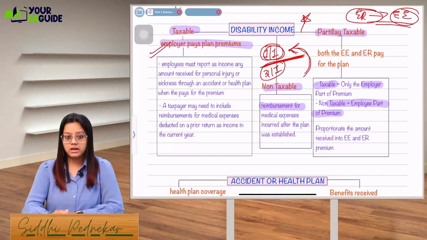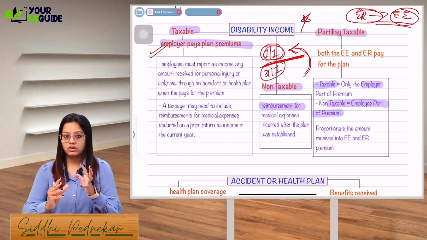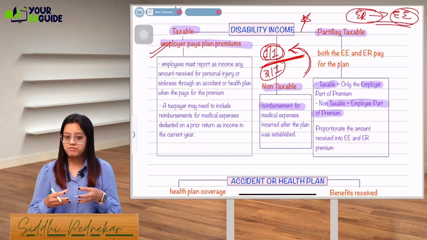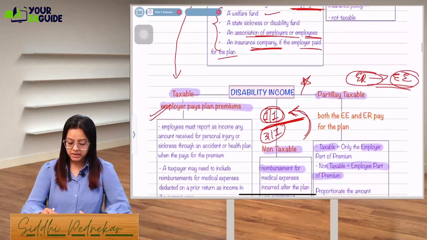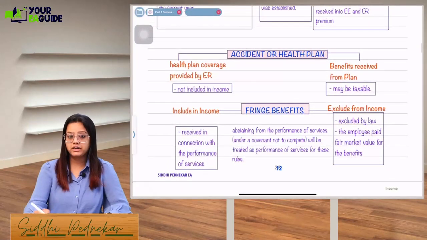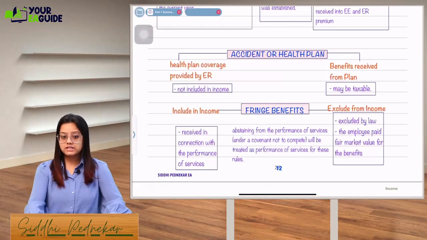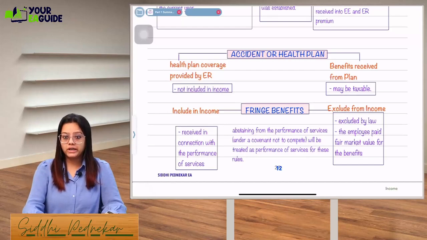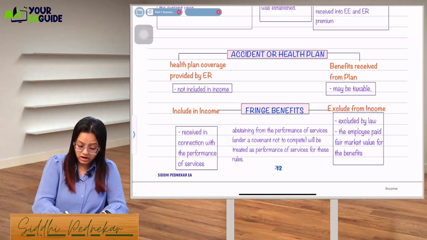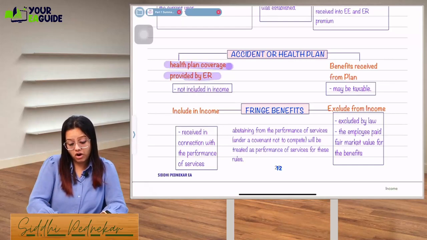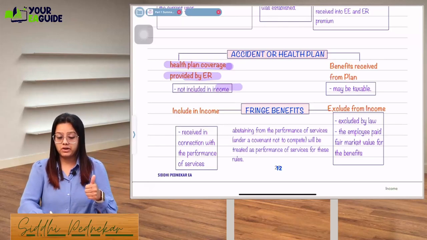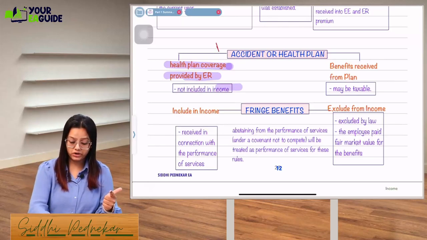We have already seen that if the employee is getting any amount in the form of disability income and the premium is paid by the employer, then it will be taxable. Same way, sick pay, disability pay, we have accident or health plan. If it is covered by the employee, then it is not taxable. But health coverage provided by the employer will not be included. Provided by the employee, provided by the employer. This is important, you'll have to remember.